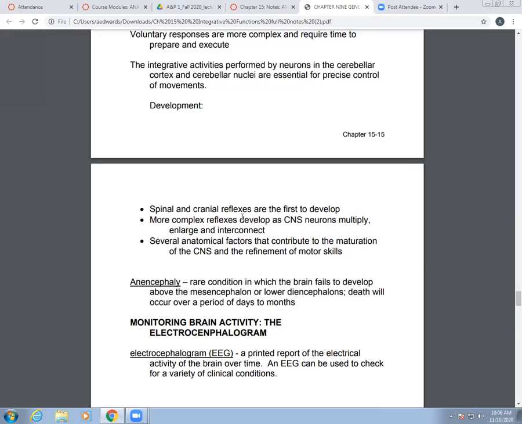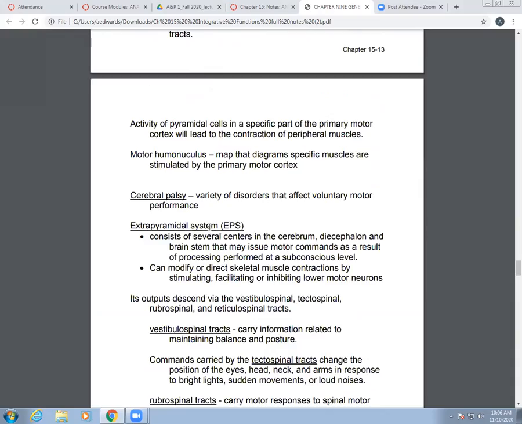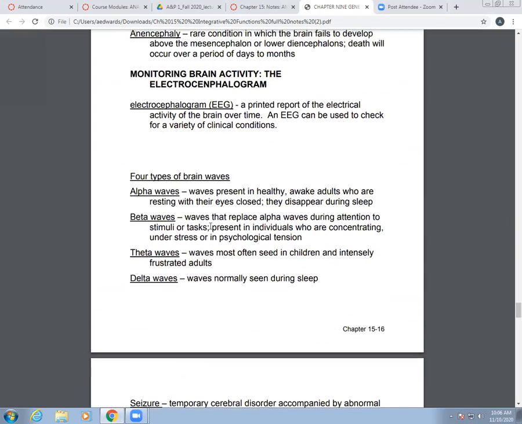All right, so let's take a pause here and talk about what we learn with motor pathways. Okay, again, not expecting you to know everything today, but just talk about what you're learning.